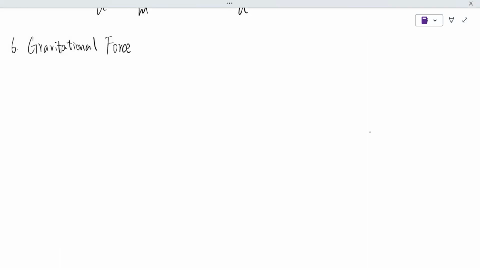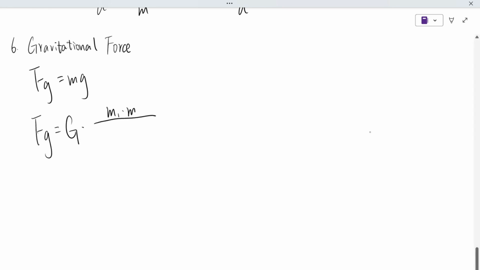Alright, next topic is gravitational force. Oh, you might think, oh, gravitational force is just Fg, I know it's equal to mg. No, you're wrong. But you're not that wrong, because this topic is not really that simple, because the actual formula for Fg is equal to G times m1 times m2 over r squared.